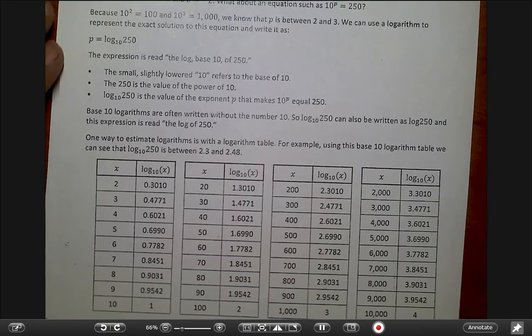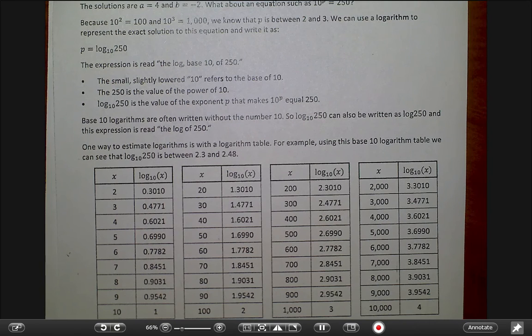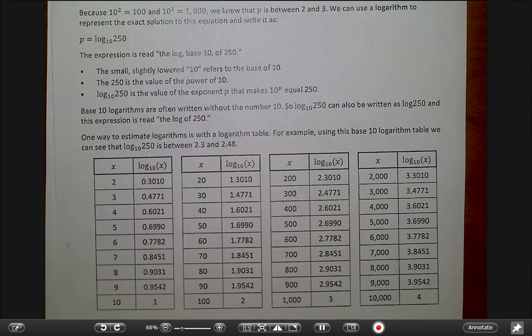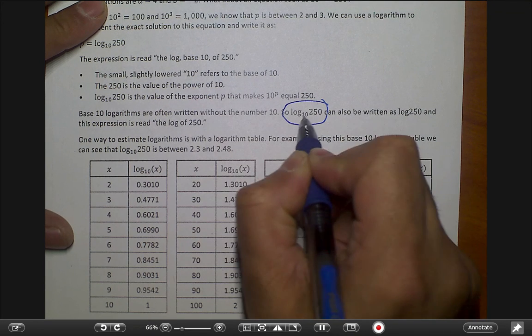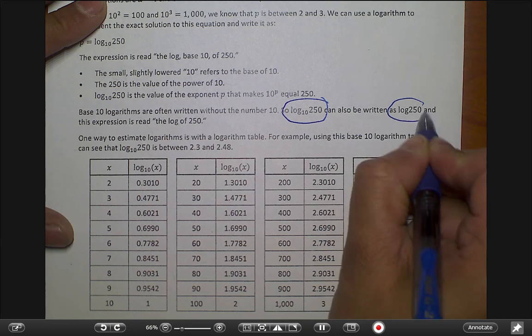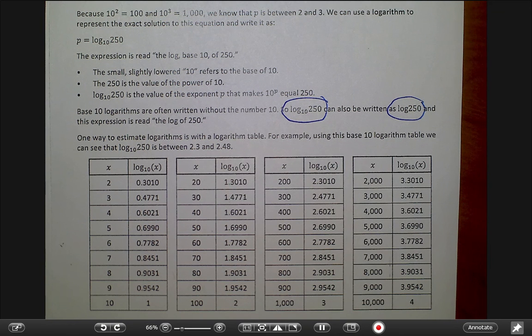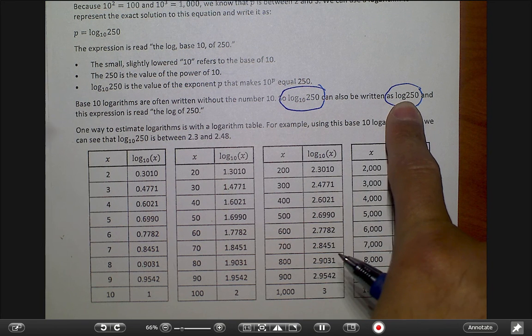So watch this. I'm going back over here to the summary this time, because there are a couple things I want to point out. I'm actually done with the lesson on this. If you look, log base 10 of 250 could also be written as just log. If you see log by itself, it's implying that it is always log base 10. Every time you see log by itself, it means log base 10.